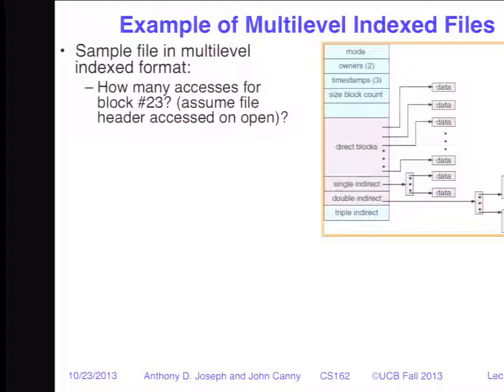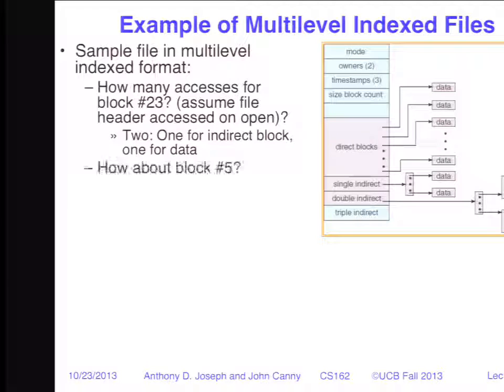2. Absolutely correct. So 1 to read the singly indirect block, because this is more than the first 10 blocks, so we have to read the singly indirect block, and then 1 to actually read the data. Okay? So 2 accesses to read block 23. How about block 5?